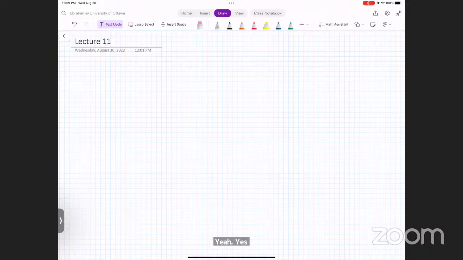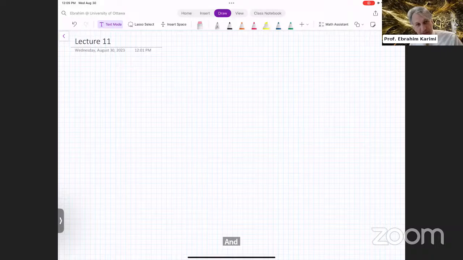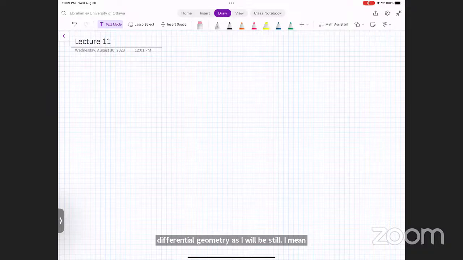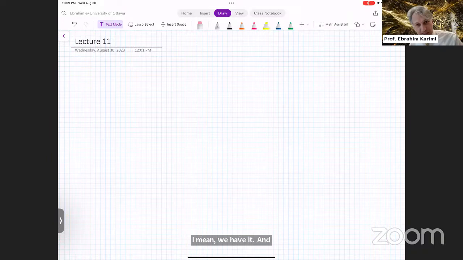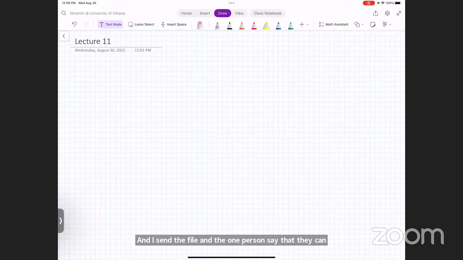And Subra is asking if I will be teaching differential geometry. Yes, I will still be. I mean, we have it. Thank you. Isa is asking about the book. I will send you the book, Isa. And I sent the file, and one person says that they cannot see the file. We will send the file in the classroom or by email for the participants.